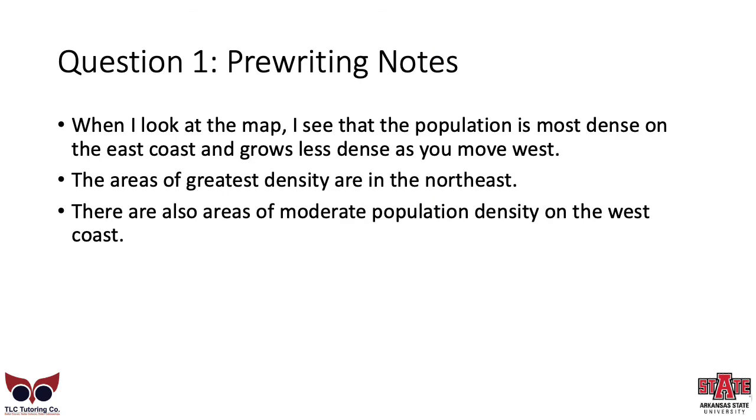Question 1 notes. When I look at the map, I see that the population is most dense on the east coast and grows less dense as you move west. The areas of greatest density are in the northeast. There are also moderate density areas on the west coast.